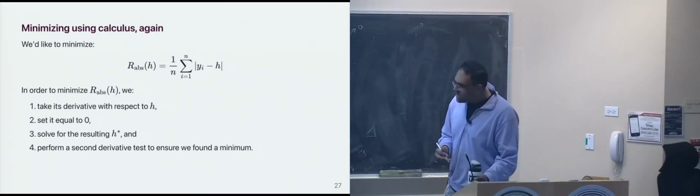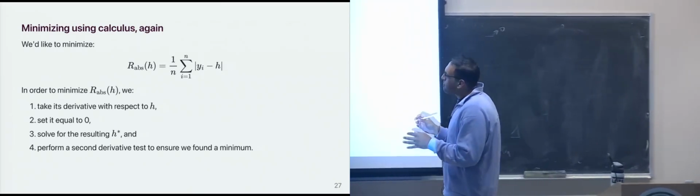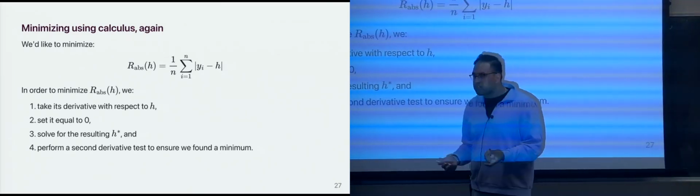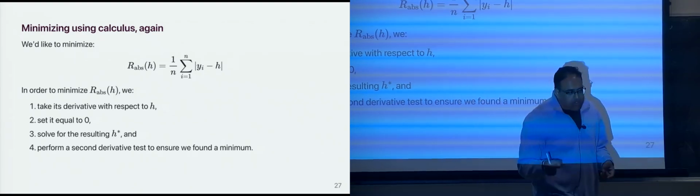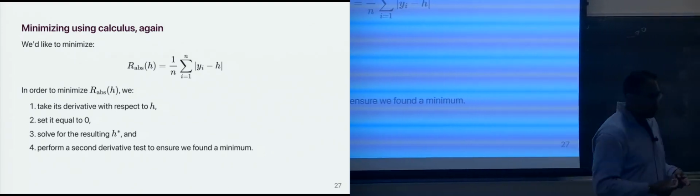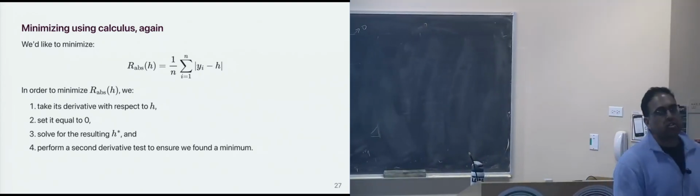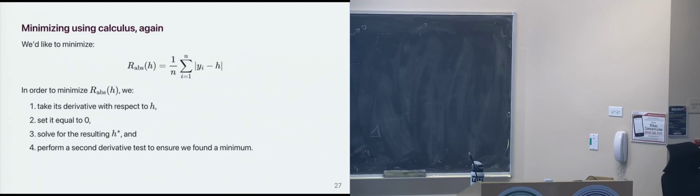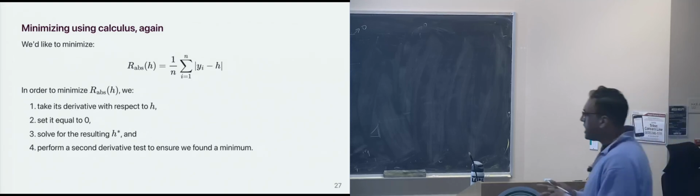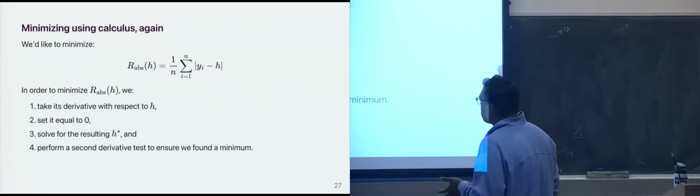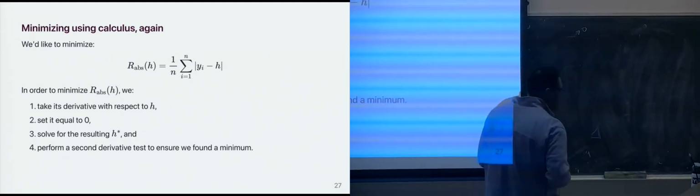again, we will follow the same 4-step process where we'd like to minimize mean absolute error, and that involves 4 steps. Taking the derivative of this function, which again only has one variable, h, with respect to h, setting that derivative to 0, solving for the resulting h star, and performing a second derivative test to make sure we found a minimum. Now we don't have all day here, so we're not going to do the second derivative test. We will still do the first 3 steps.